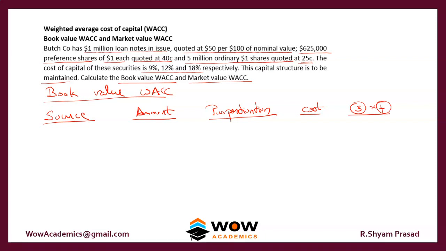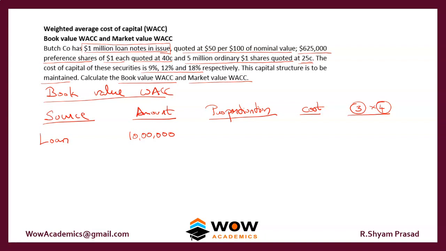So we'll start from the first one, as per how it's given in the question. We'll start from the loan. What's the total amount? They have 1 million loan notes of $100 nominal value. They have given you that the total worth is 1 million, so you can directly take that 1 million. So we got the total amount as 1 million.